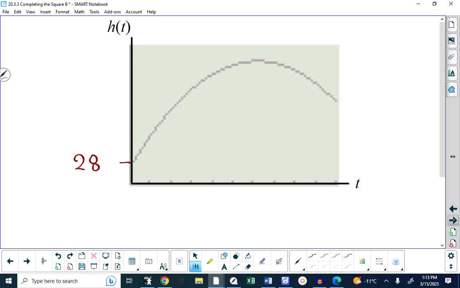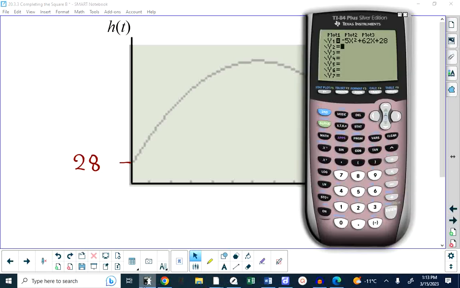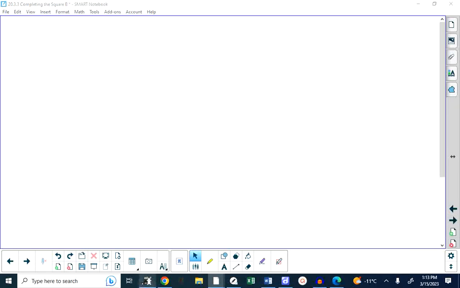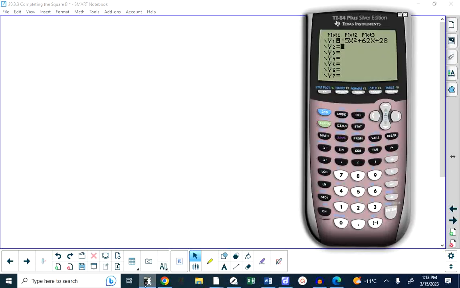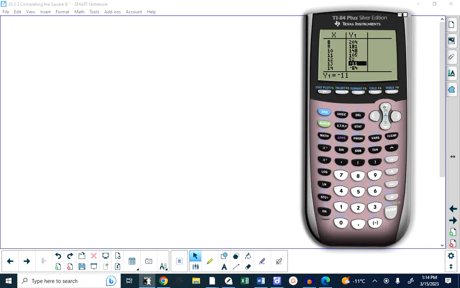So when I take a look at my window settings, I would probably go to my table setup, start at 0 and go up by 1. And I can see after 1 second it's at 85 and it continues to climb, and now it's falling. So I'm looking at the Y part of the table here and seeing that it hits 220 at least, and it starts falling again, and let's keep going. It reaches the ground someplace around 12.5 seconds, or between 12 and 13 seconds.